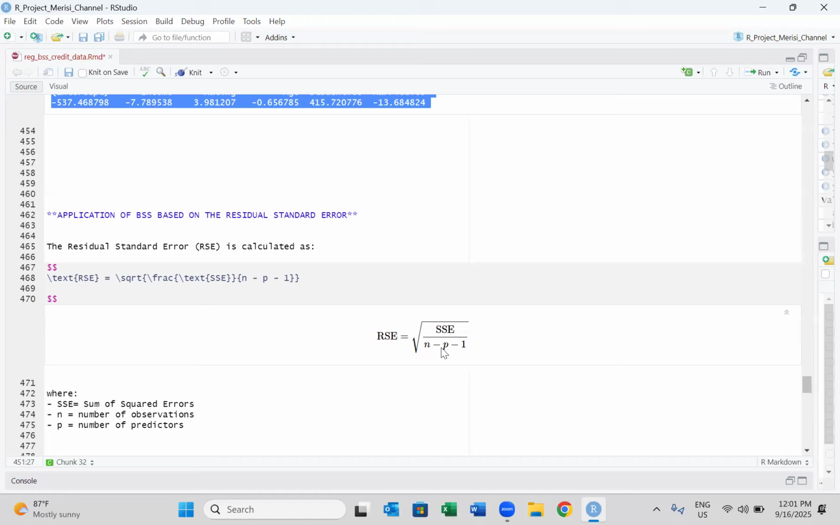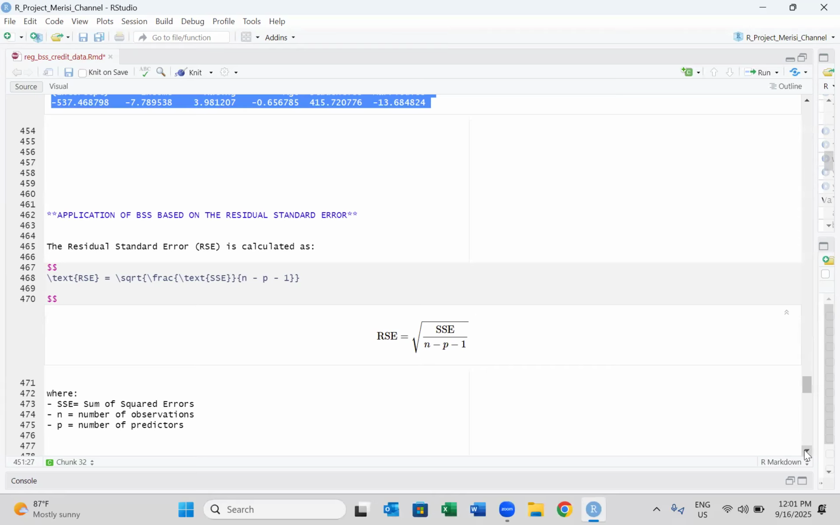All right, perfect. Now, as I said, when we apply best subset selection based on the regsubsets function, we don't get RSE, but that's fine. We're going to be able to compute RSE. So I'm going to apply a formula to compute RSE following this exact formula.